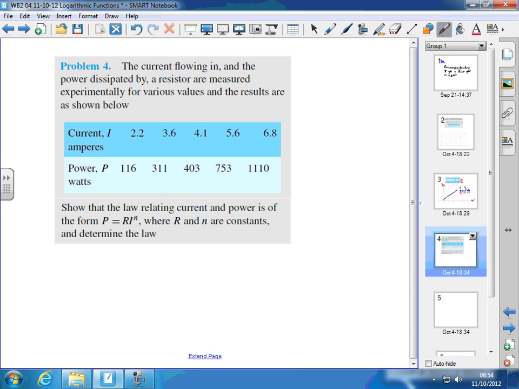Let's look at another example. Here's one where the current flowing in and the power dissipated in the circuit in a resistor is measured. So we've got current against power that's being plotted.